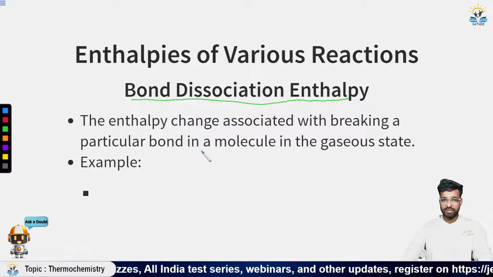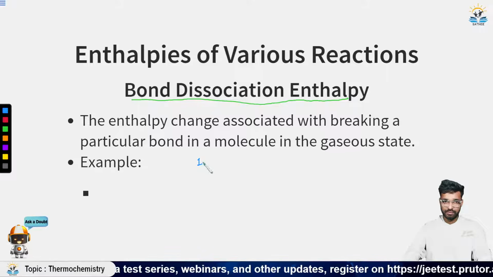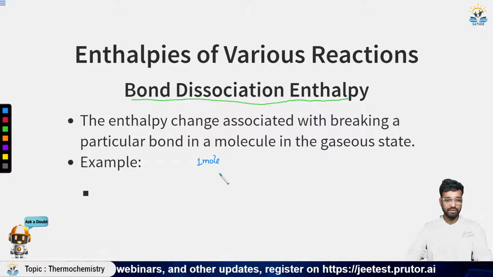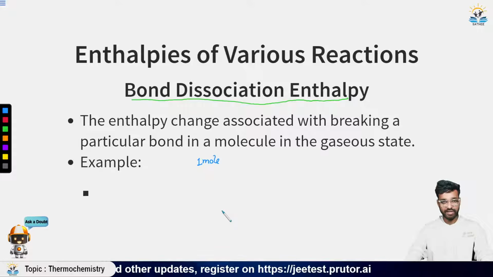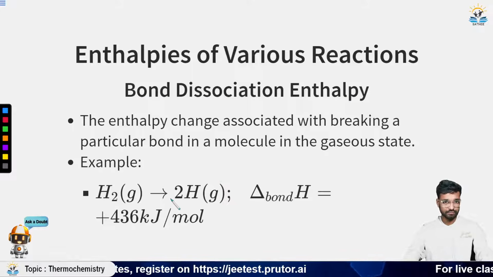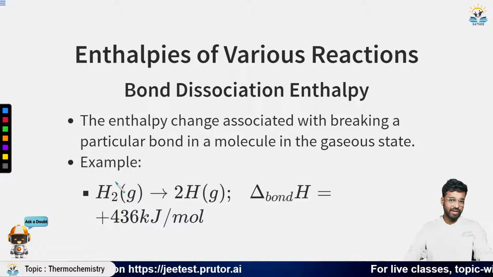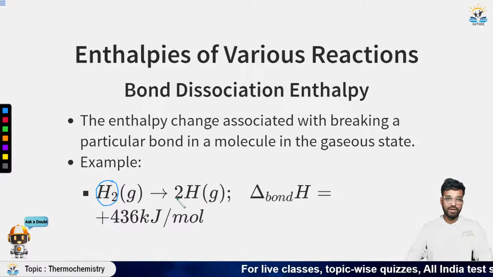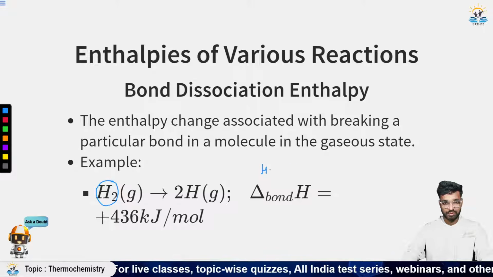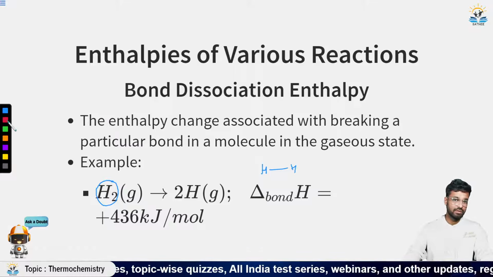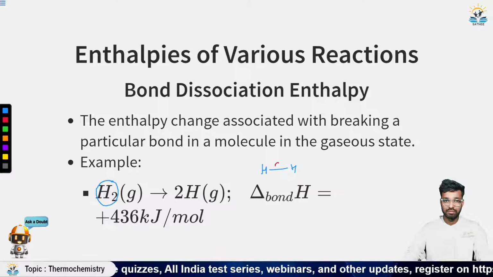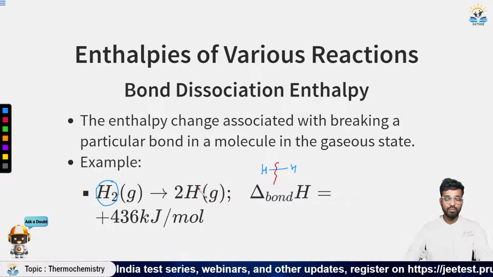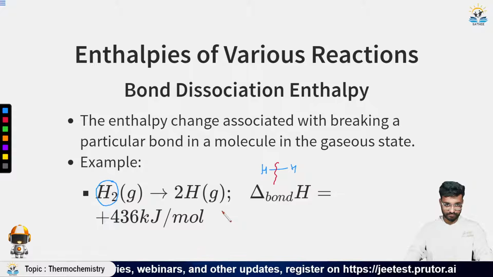So the enthalpy change associated with breaking of 1 mole. It is 1 mole here. So this example will make it clear. You can see here that we are taking 1 mole of hydrogen, and we are breaking this bond between H and H. So this is the H-H bond, and we are breaking this bond to get 2 atoms of hydrogen.